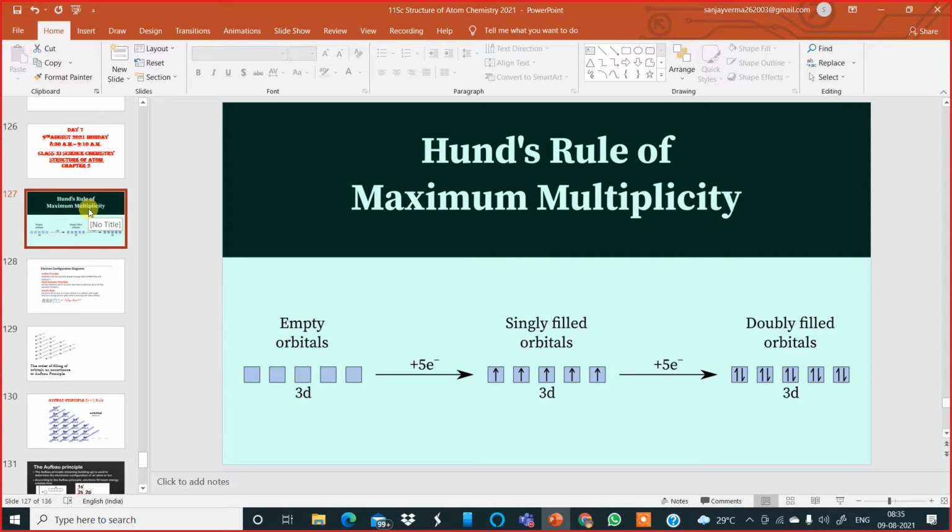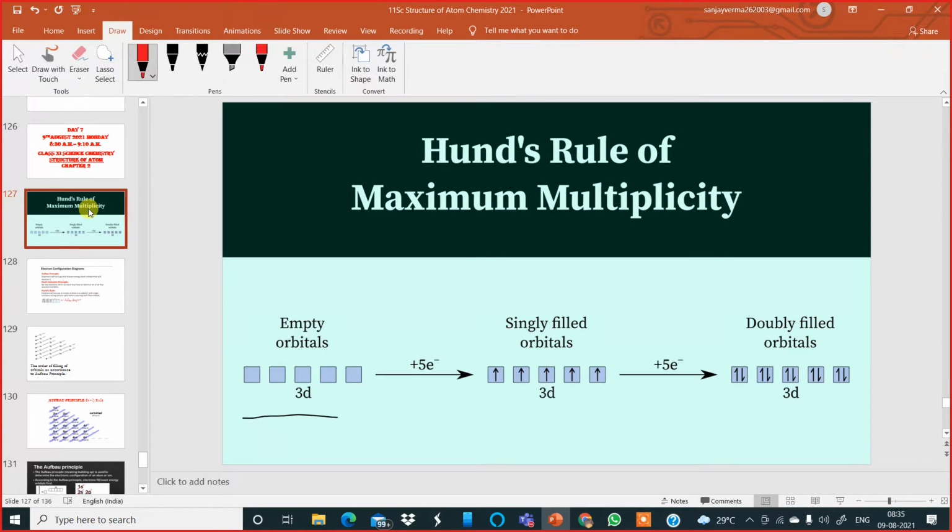For example, if you look at the screen, one example is given where empty 3d orbitals are available. There are 5 orbitals. Now we are giving 5 electrons. So these 5 electrons will occupy the 3d orbitals singly. After that, if you give another 5 electrons, then now the pairing happens. So this is the explanation for Hund's rule of maximum multiplicity.